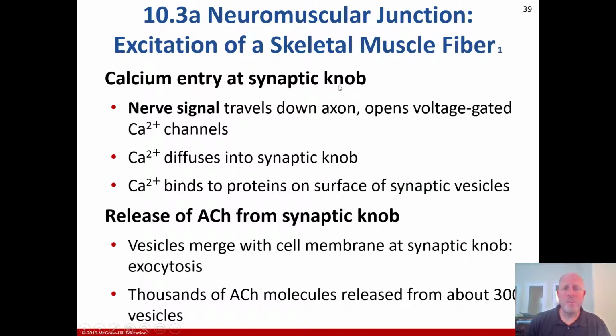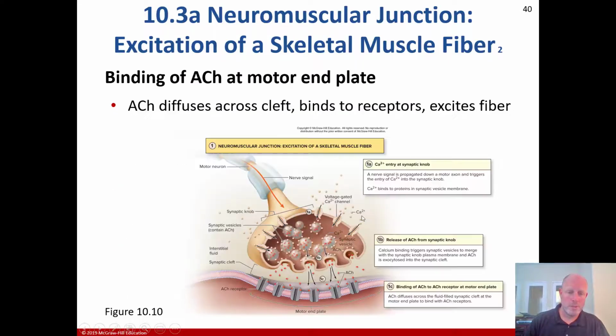The calcium entry at the synaptic knob: the nerve signal travels down that axon, opens the voltage-gated calcium channels, calcium diffuses into the synaptic knob, and the calcium binds to proteins on the surface of the synaptic vesicles. Then you have the release of the acetylcholine from the synaptic knob. These vesicles merge with the cell membrane of the synaptic knob via exocytosis, and thousands of these acetylcholine molecules are released from about 300 vesicles. You don't need to know those exact numbers, but it's important to note that, generally speaking, there's a lot of them.